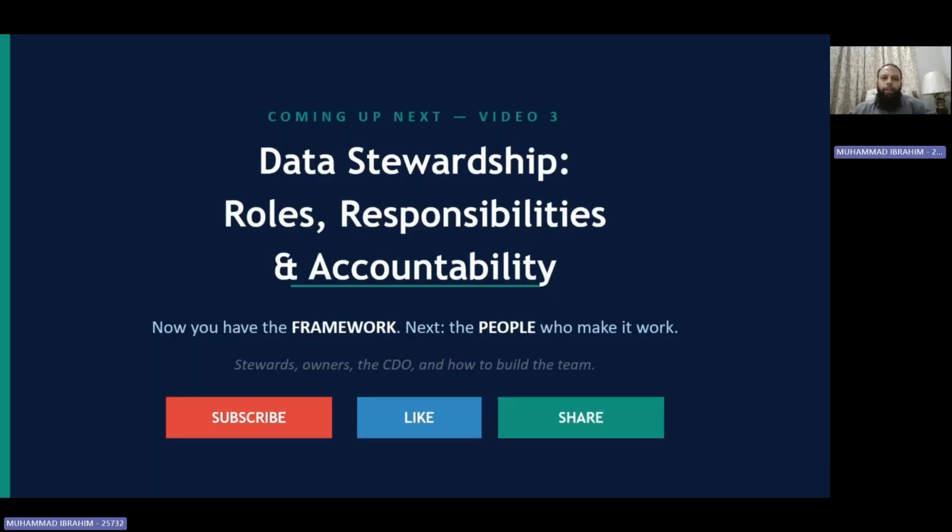Now you have the framework, the three pillars, principles, policies, and operating model, and the regulatory connection. But here's the thing, a framework without people is just a document. The best policies in the world mean nothing if nobody is responsible for carrying them out. This is why in the next video we are going to talk about the people who make the governance real, the data stewards, data owners, the chief data officer, and how to build the data stewardship team from scratch.